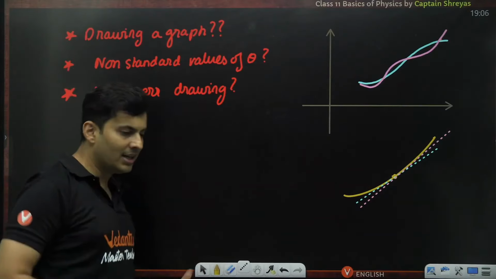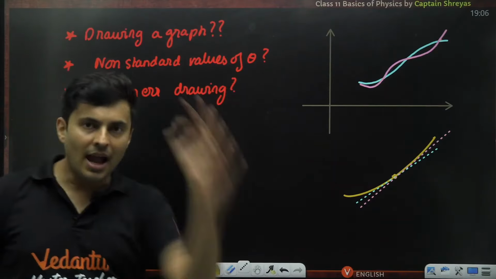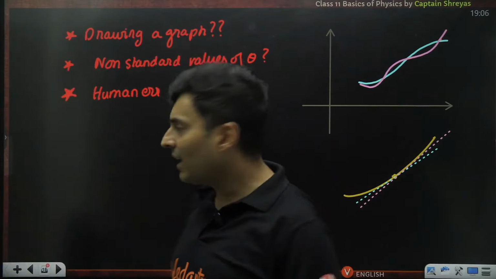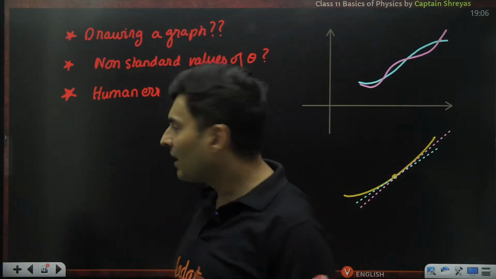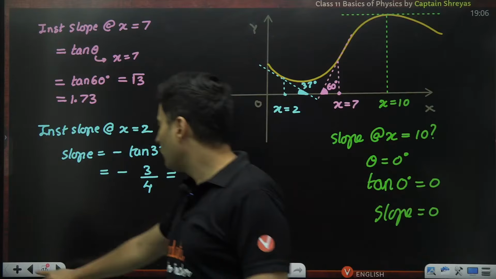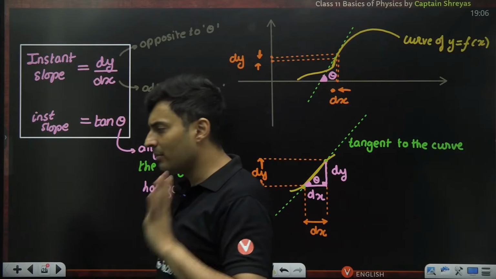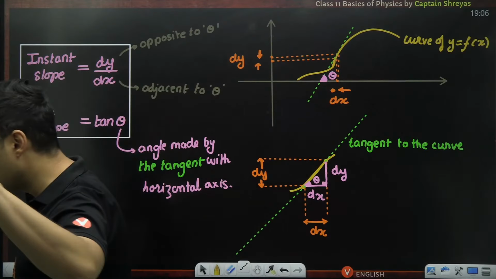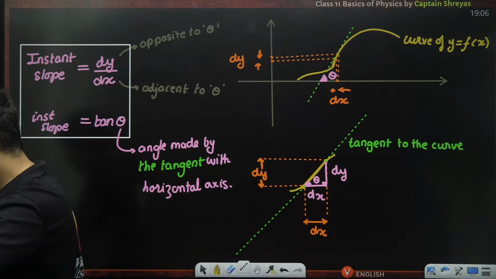But if you have a graph with a tangent drawn accurately, no denying the fact, this is by far the easiest method. Just like this one, where the tangent was already drawn. No big deal. Just finding the tan of those standard values is by far the easiest method to find the derivatives or dy by dx. Is that absolutely clear? Yep.